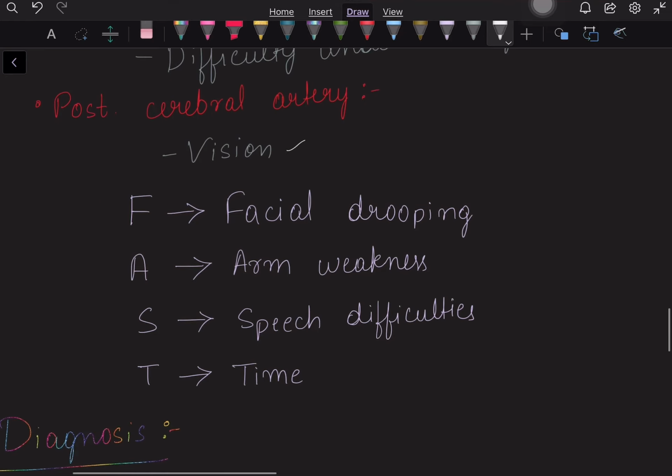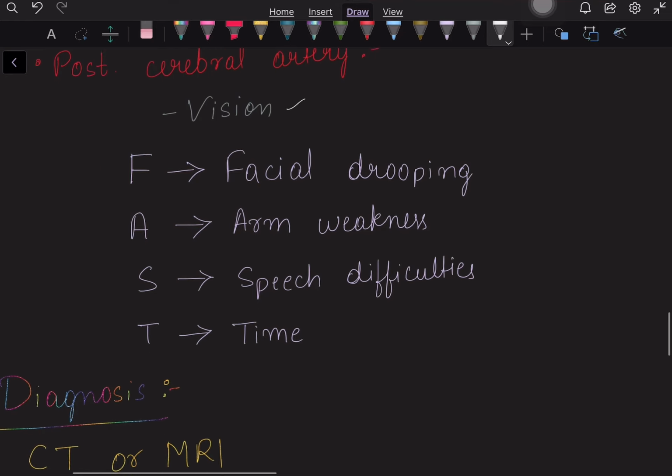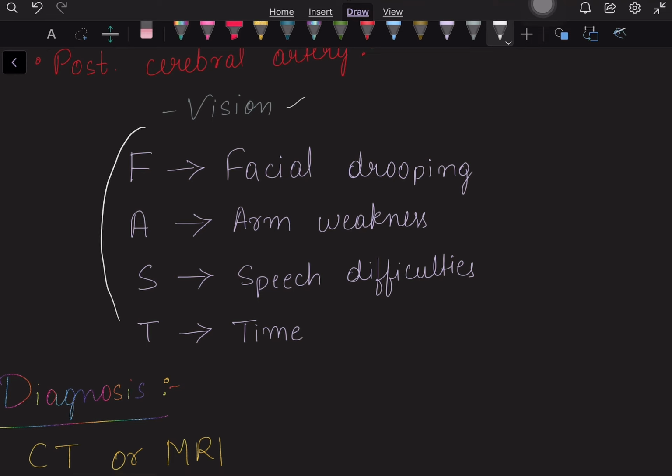To remember the symptoms more easily, there is an acronym, that is FAST. F stands for facial drooping, A for arm weakness, and S for speech difficulties. T is for time. Of course, time is not a symptom, but it is there to remind us to keep this in mind and get the symptoms treated as soon as possible. That's why T for time is given.